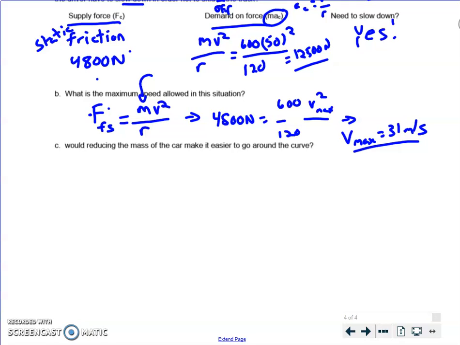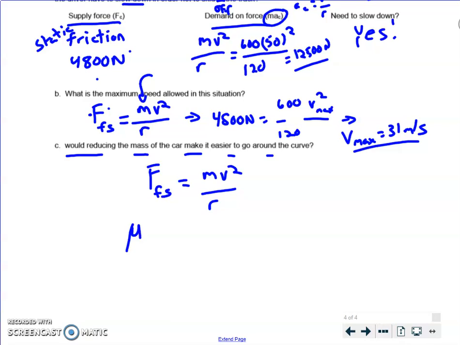So the last question, and this is important, would reducing the mass of the car make it easier going around a curve? We know we'd have to slow down, but would it be helpful if we had less people in the car, etc.? The quick answer to that is no, it would not be easier. And here's the reason why. Again, second law of motion. My supply force, static friction, equals the demand on the force. You were told it was 4,800 newtons in this problem, but how would you calculate it in general?